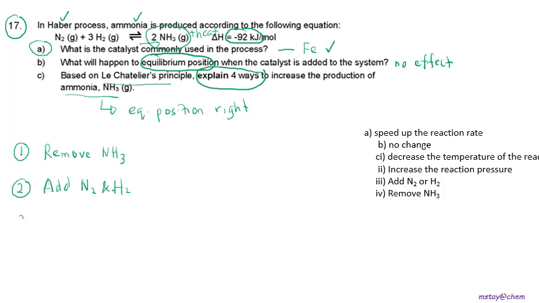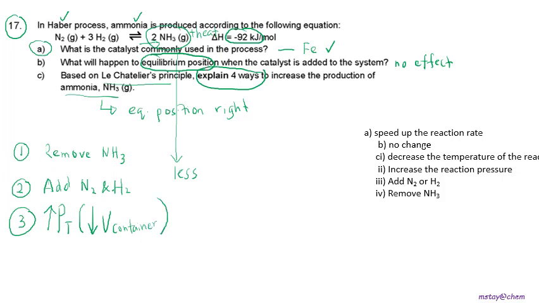The third one, maybe we will discuss the pressure. When we discuss the pressure, we relate it with the volume of the container. Since we want to shift to the right side, which has the fewer moles of gas, we are going to increase the total pressure. If we want to increase the total pressure, we are going to reduce the volume of the container.